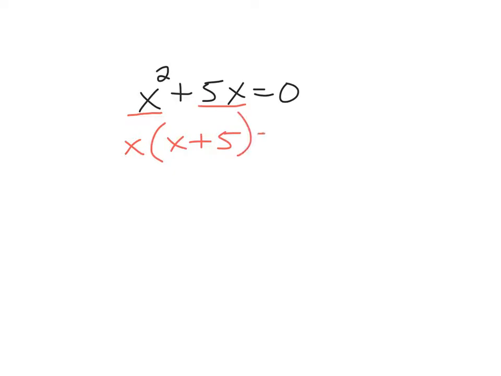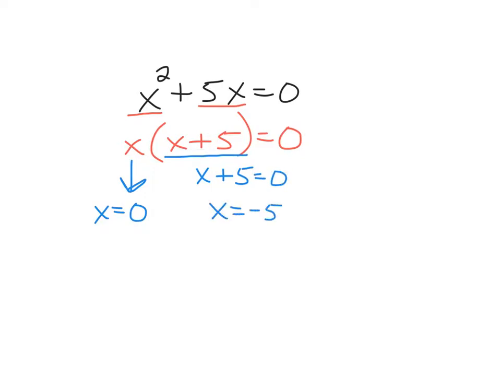When I do that, I get x times x plus 5 is equal to 0. So now I'm just going to do the same thing. I'm going to set this factor x equal to 0. So one possibility is that x is equal to 0. I'm also going to set x plus 5 equal to 0. If x plus 5 is equal to 0, the other answer would be x is equal to negative 5. So I have two answers for this one: x is 0 and x is negative 5.